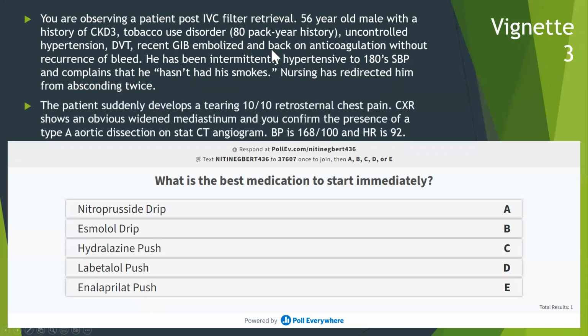Chest x-ray shows an obvious widened mediastinum, and you confirm the presence of a type A aortic dissection on a stat CT angiogram. Blood pressure is 168 over 100 and heart rate is 92. Which of the following is the best medication to start immediately? This is a very improbable scenario, by the way, but it's one I've seen before. Not this exact scenario, but somebody just post minor procedure, getting themselves agitated and getting an aortic dissection.